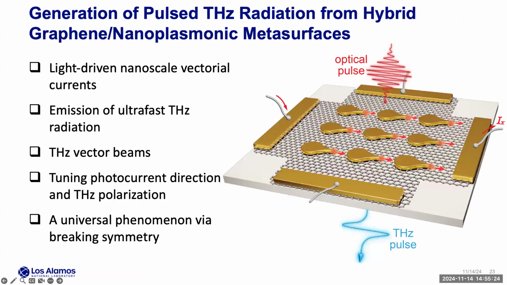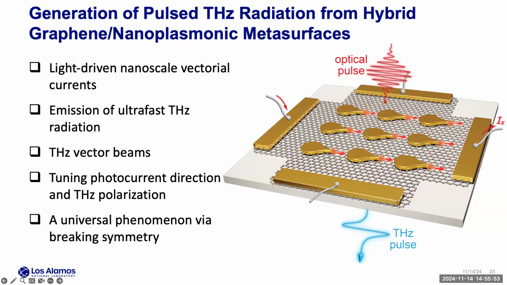Okay, so I've talked about manipulating terahertz light using metasurfaces. Now I'm going to talk about generating terahertz radiation using metasurfaces. In particular, what I'm going to talk about is what we've done with hybrid graphene nanoplasmonic metasurfaces. So this is the structure that I'm going to discuss.